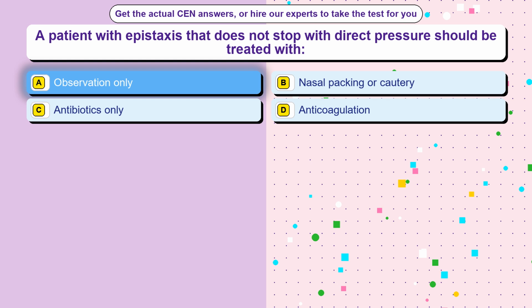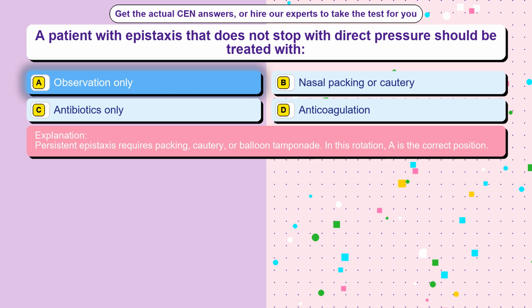The correct answer is option A. Observation only. Persistent epistaxis requires packing, cautery, or balloon tamponade. In this rotation, A is the correct position.